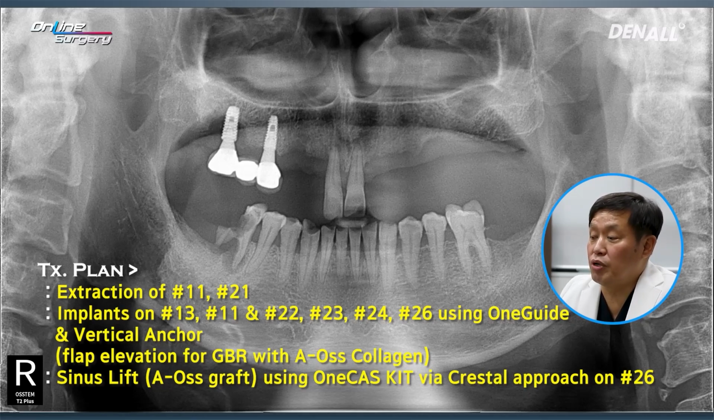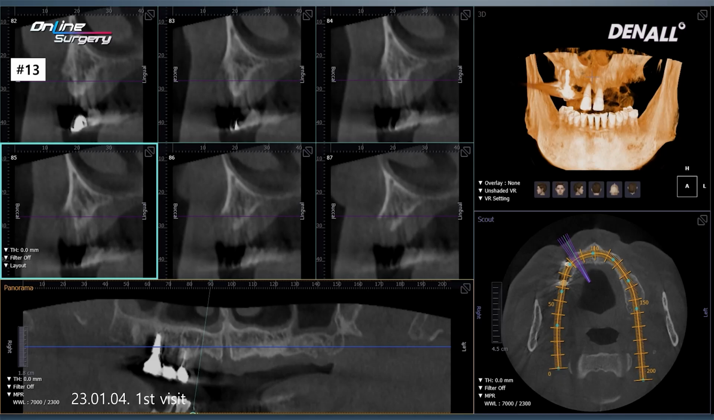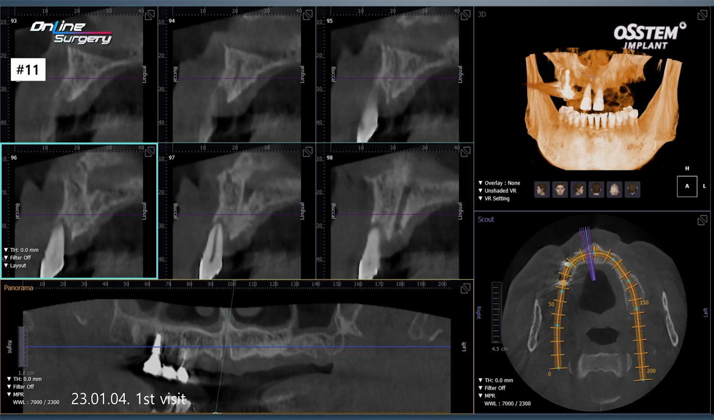As for the anterior zone, slight flap elevation will be done. AOS collagen will be used for GBR. On CT, this is number 13. Overall, alveolar bone condition seems nice, but there's a bit of labial bone damage. On CT, it looks very thin, so I think there is slight labial bone left.